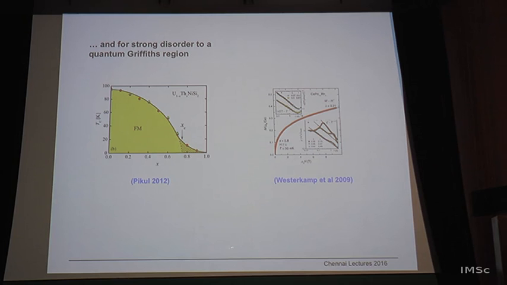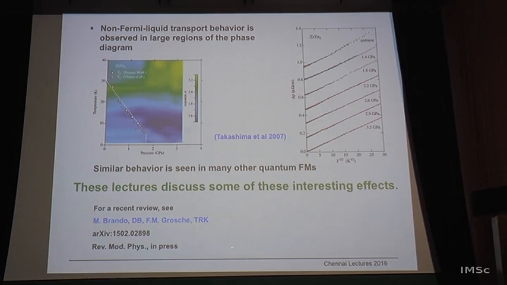And finally, let me mention something that I will not dwell on in these lectures, but it's still very interesting. So for the point of this overview, I wanted to mention it. In many of these materials, there is weird transport behavior observed in large parts of the phase diagram. So an ordinary metal that is described by Fermi liquid theory has an electrical resistivity that goes like the temperature squared at low temperatures.